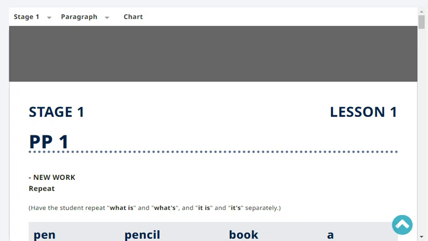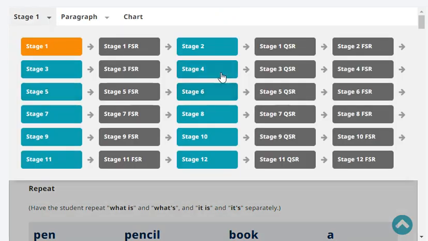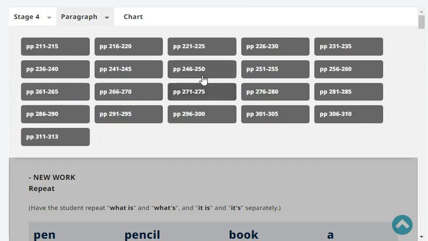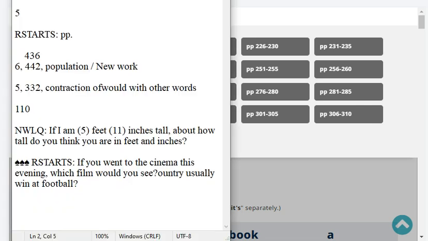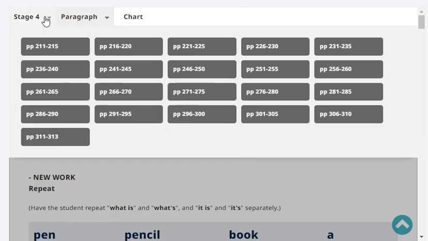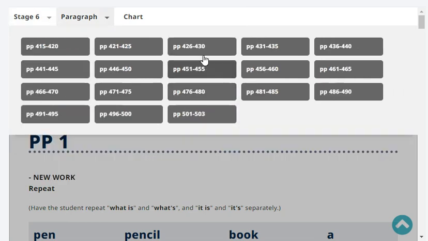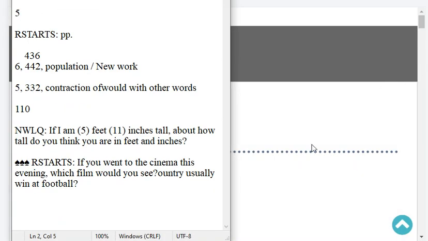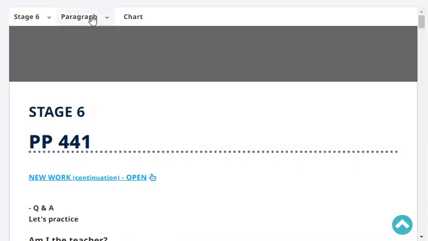Notes. Okay, so it says here that we ended up at stage 6, page 442. No, stage 6, page 442. Okay, here it is. And our last headword was population, newer type of lesson.